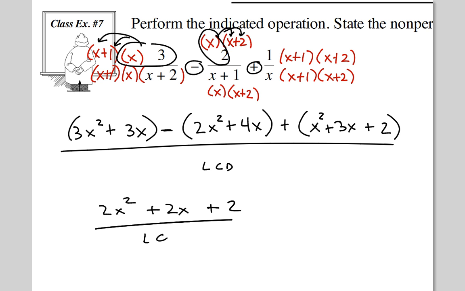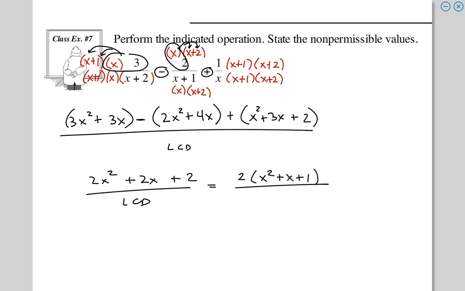All over LCD. Take out a 2, you got x squared plus x plus 1. That's a 2. Can you guys factor this second piece? What multiplies to 1? 1 times 1. So it would have to add up to 2, right? So it can't be factored. So I'm done with it. All over the LCD, x plus 1, x plus 2, comma, x is not allowed to be 0, negative 1, negative 2. Thank you for being patient.